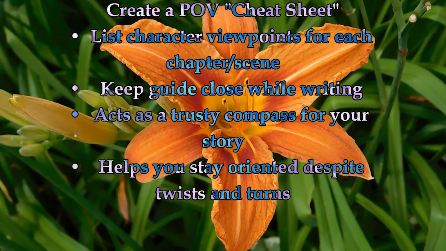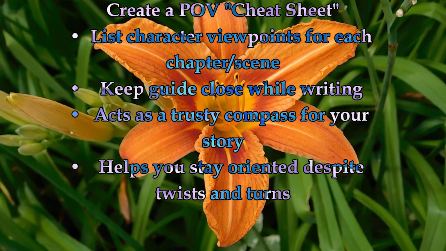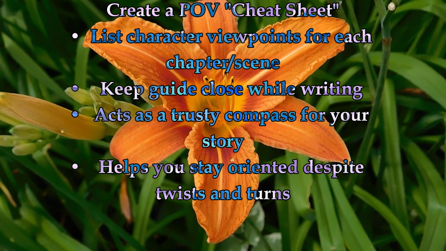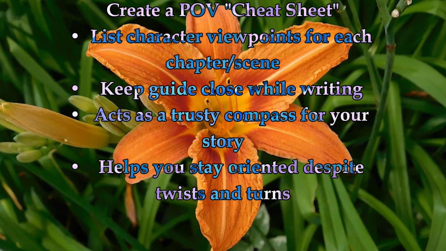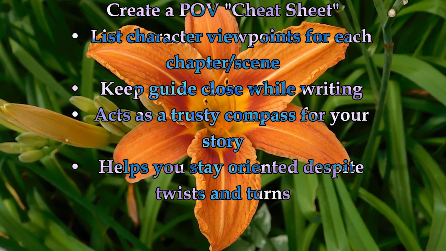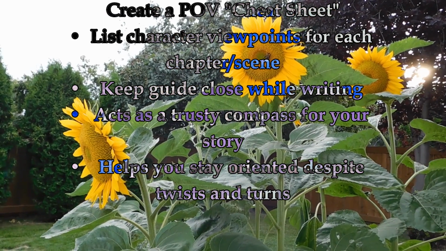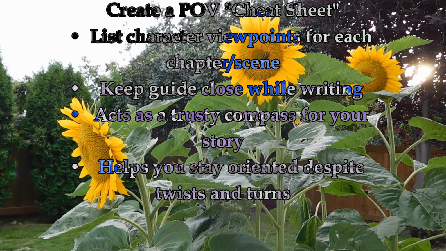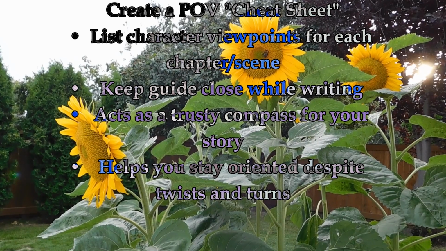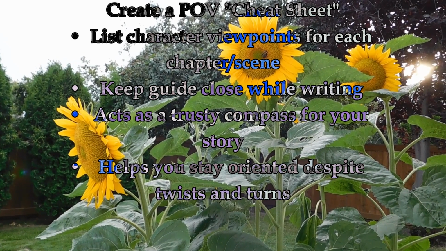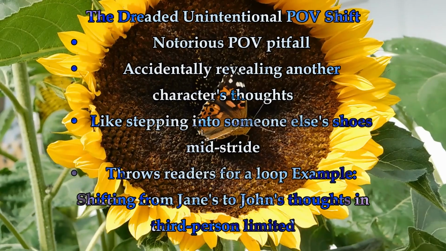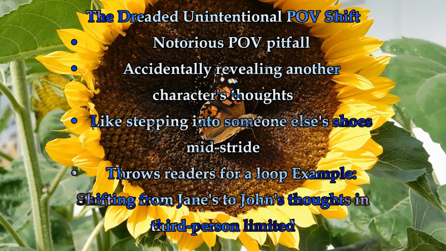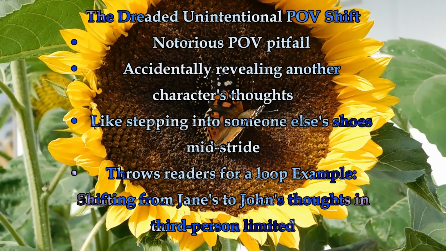Here's a pro tip. Create a POV cheat sheet for yourself. Jot down which character's viewpoint you'll be using in each chapter or scene, and keep that guide close at hand as you write. It's like having a trusty compass to keep you oriented, no matter how twisty your story's path becomes. Now, let's talk about one of the most notorious POV pitfalls, the dreaded unintentional shift.